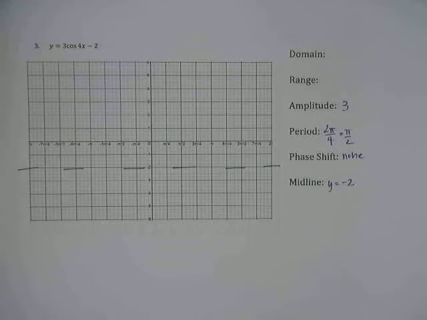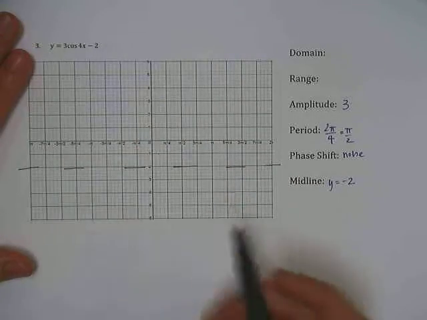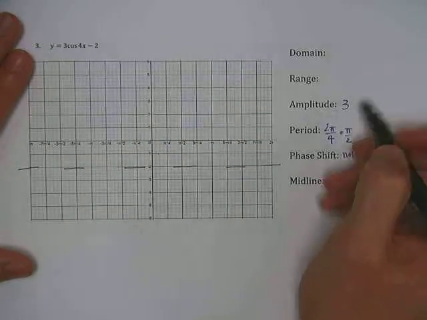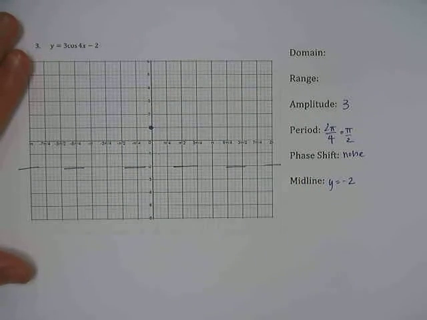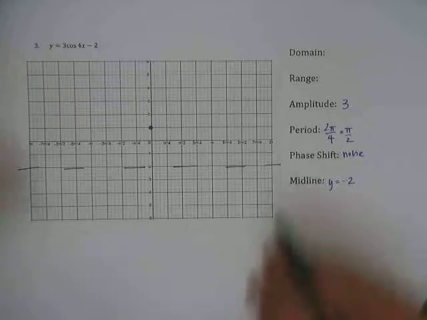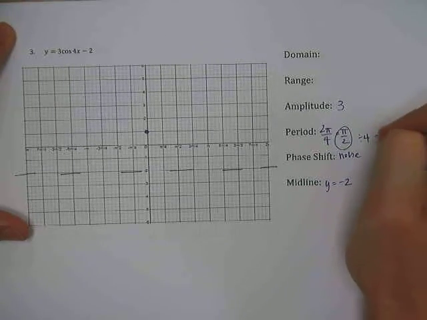First thing I'm going to do on my graph is put my midline change of -2 on the graph. And please do that also on your quiz. Next thing I want to do is identify where this period should start. Since there is no phase shift, we're going to be on the y-axis, but cosine starts 3 units above its midline. So we're going to start up at +1.